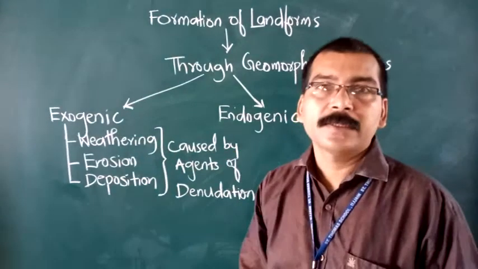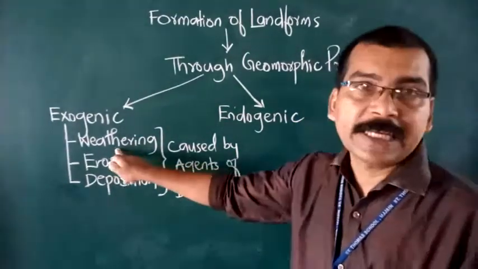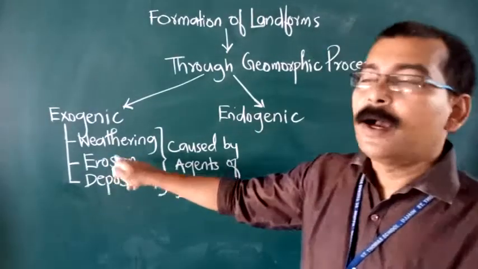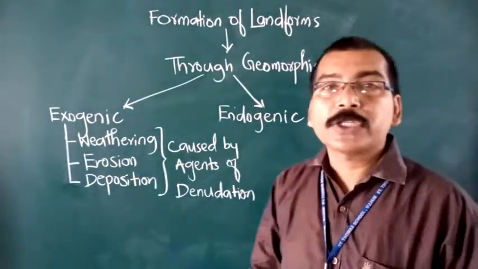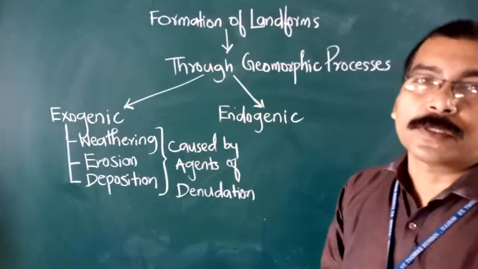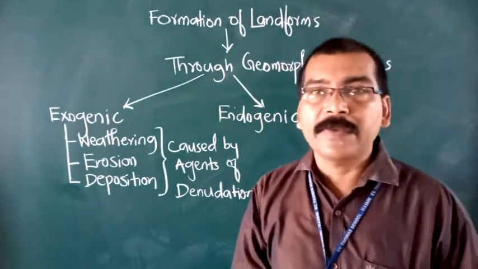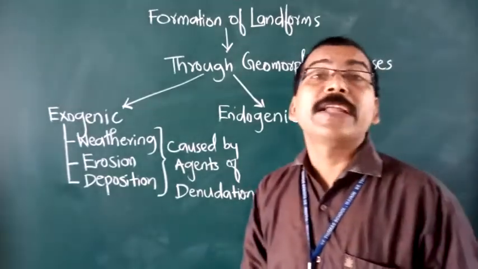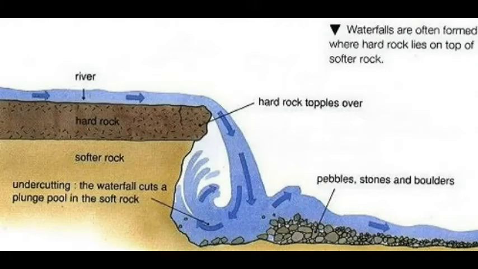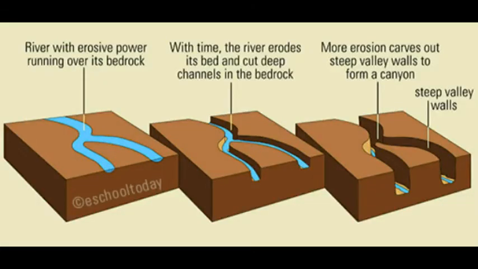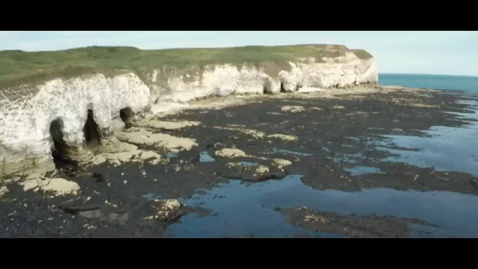The exogenic process consisted of weathering, erosion and deposition. These three, weathering, erosion and deposition, are caused as a result of the activities of agents of denudation. In the beginning of the class, I have already told you about the agents of denudation. That includes running water, glaciers, activities of waves, wind. These are the agents of denudation.